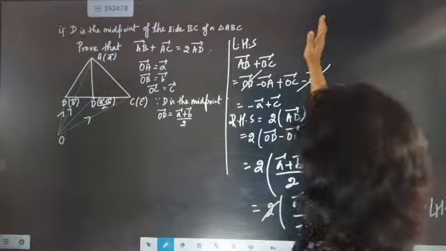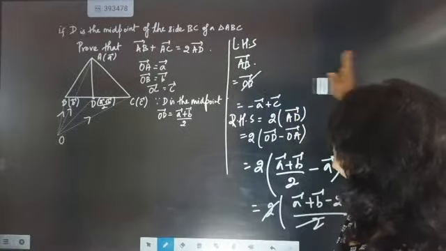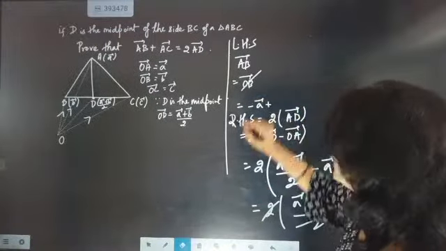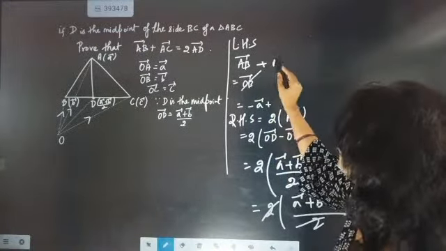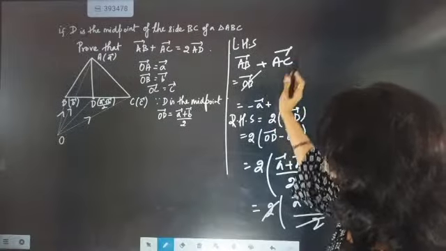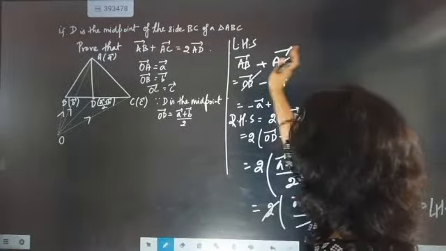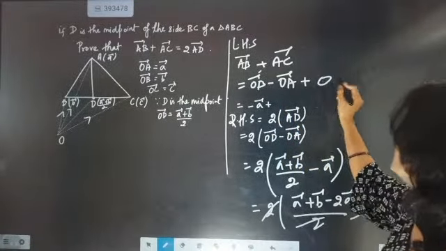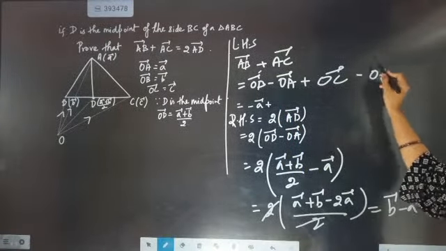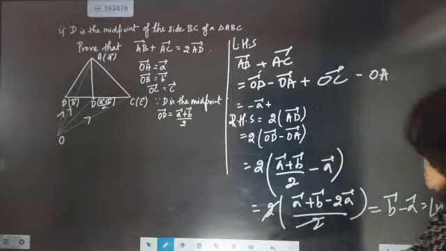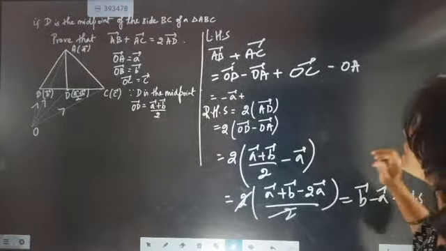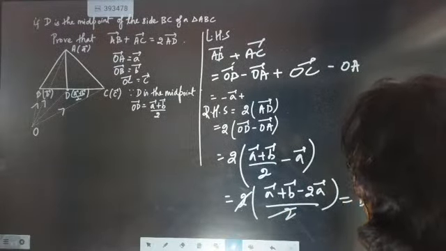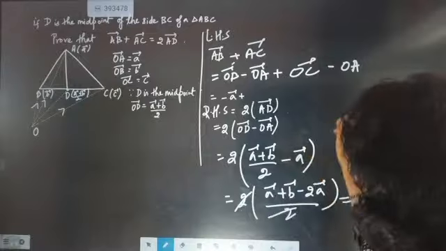AB plus AC is there. I'm sorry, AB plus AC is there. The answer is correct only, but here it is AB plus AC, and I wrote BC. This is what happens when you become foolish like me. So AB plus AC means OB minus OA vector, and now it will be solved in no time. AB vector is OB vector minus OA vector, plus OC vector minus OA vector. So OB vector minus OA vector plus AC vector, which is OC vector minus OA vector.